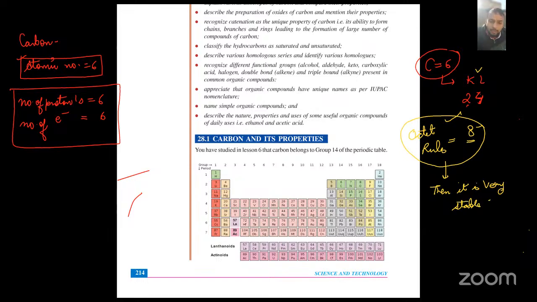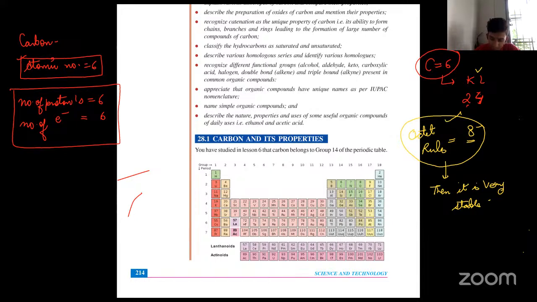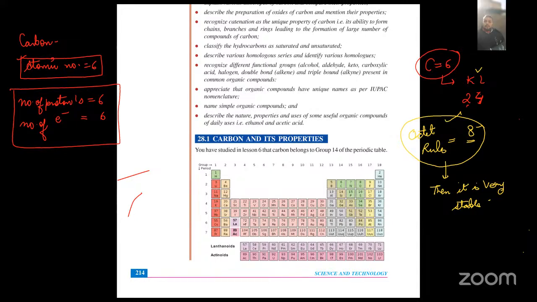Did you understand, Sam? Joshua? Jeshron, are you there? Did you understand this thing? Joshua, did you understand? Yes, sir. The octet rule is the rule in which the outermost shell has 8 electrons. If 8 electrons are there, then it is following the octet rule. Did you understand?